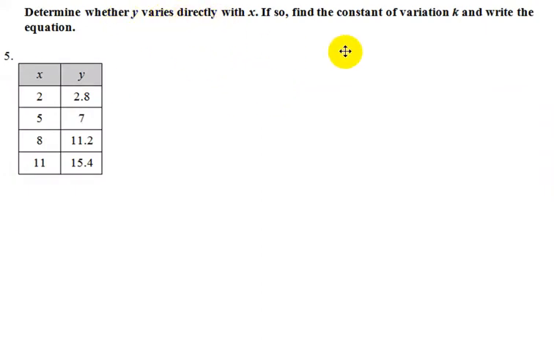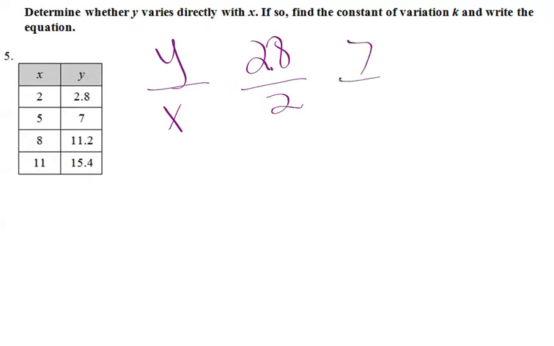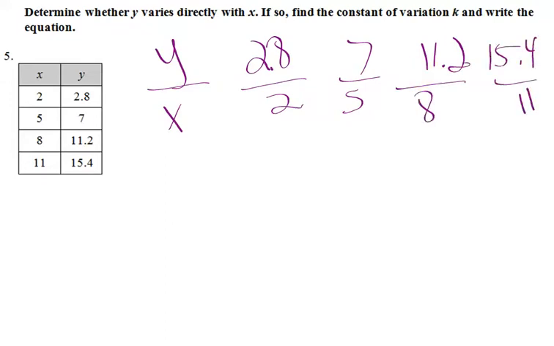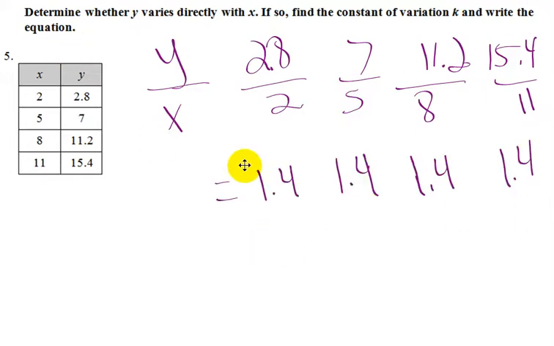Number 5, determine whether y varies directly with x. If so, find the constant of variation k and write the equation. So we have to do our comparison of y over x. So we're going to go 2.8 over 2, 7 over 5, 11.2 over 8, and 15.4 over 11. When you divide all these out, you find that they're all equal to 1.4.